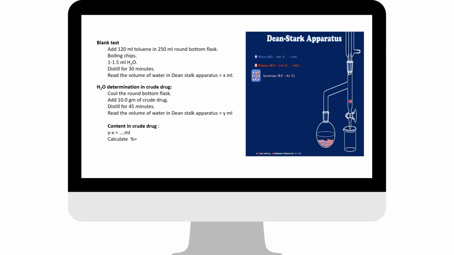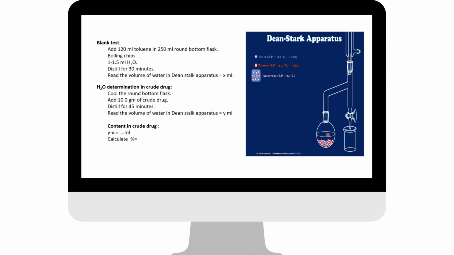So we can measure the volume of water, because the organic phase, toluene, is on the upper part, and the water will be in the lower part. We can measure the volume of water from this burette. Suppose it is X ml. Now our task is to calculate the water in the crude drug. So we run this for 30 minutes and take the reading from here, that is X.